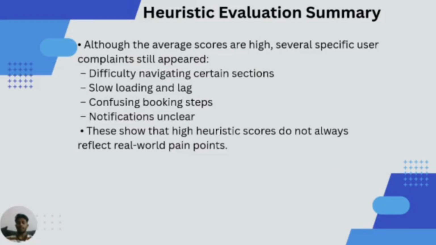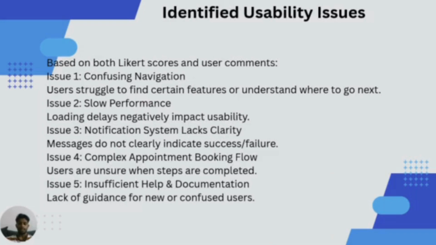Although the average scores are high, several specific user complaints still appear: difficulty navigating certain sections, slow loading, confusing booking steps, and unclear notifications. This showed that high heuristic scores do not always reflect real-world pain points.